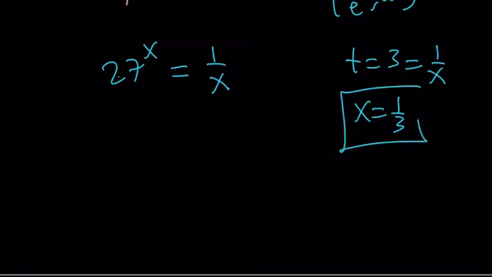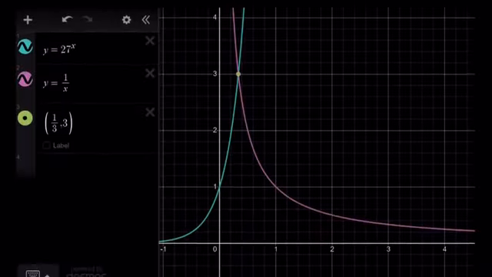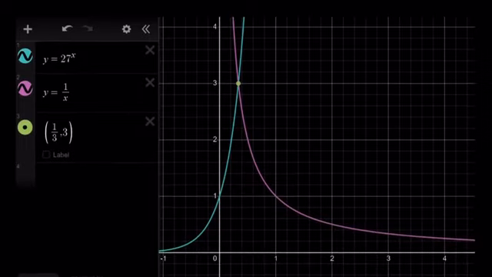The same answer. Okay, let's go ahead and take a look at another graph now, and we'll finish up. So I graphed 27 to the power x and 1 over x. Obviously, one of them is increasing, one of them is decreasing. They're going to intersect at a single point, and that is where x equals 1/3.